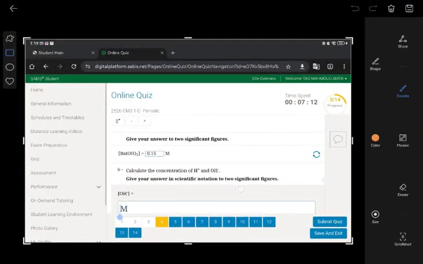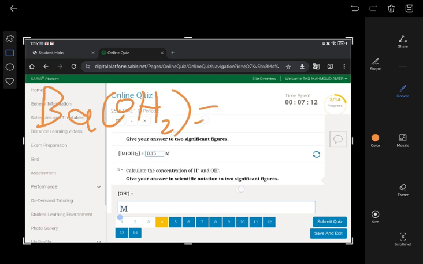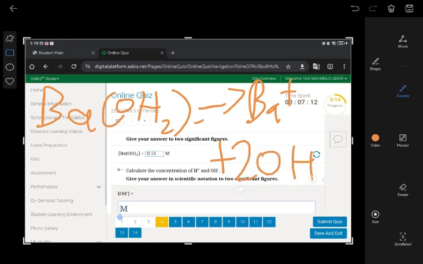Here it's not the same like last time because it's not 1-to-1 ratio. When you do it, Ba(OH)2 gives you Ba plus 2 OH minus. It's not 1-to-1 ratio this time, it's 1 to 2. So that means this is 0.15. You have to cross multiply.